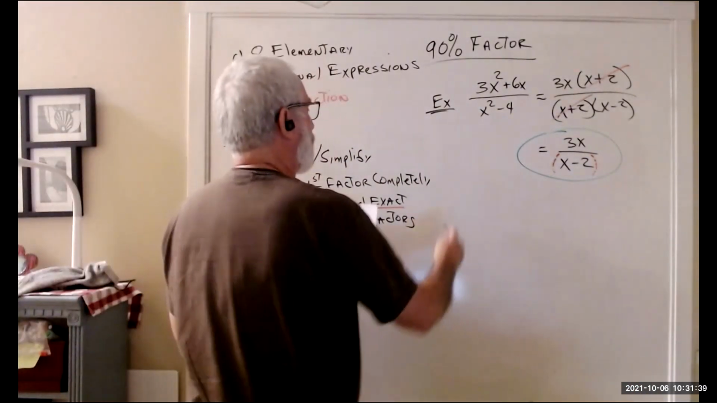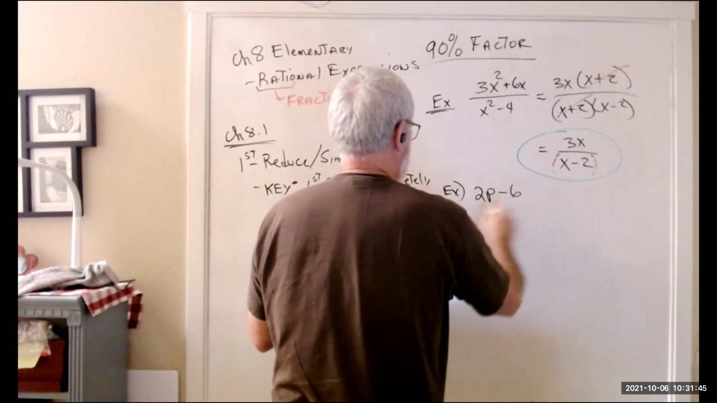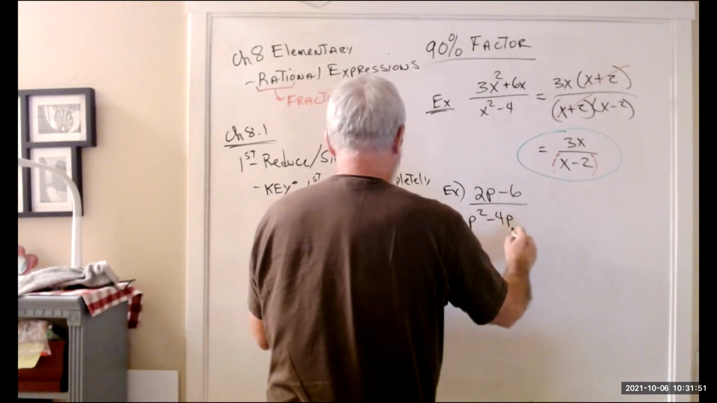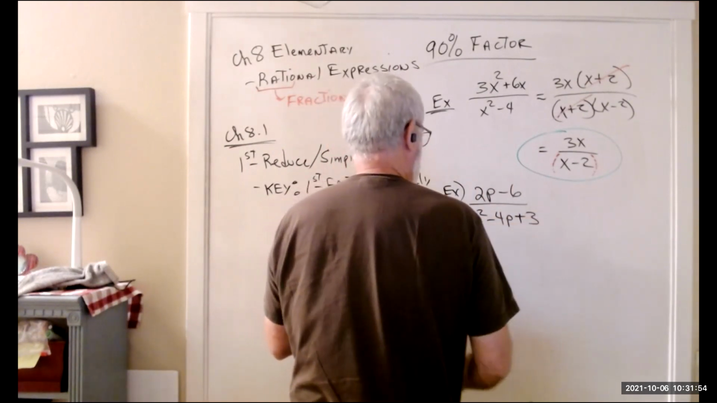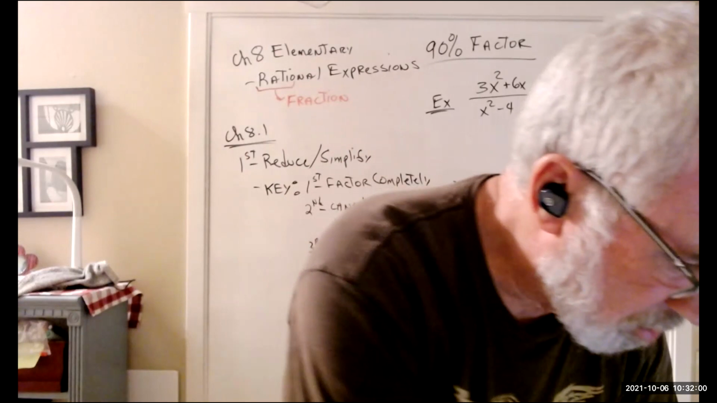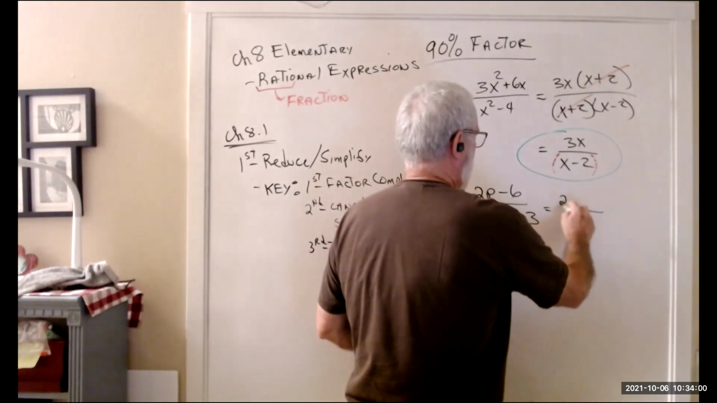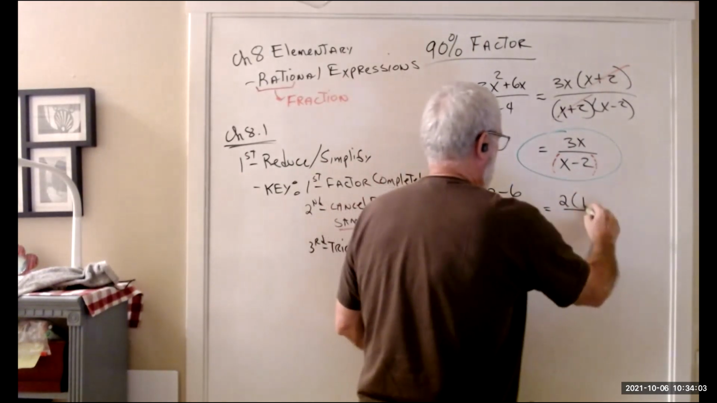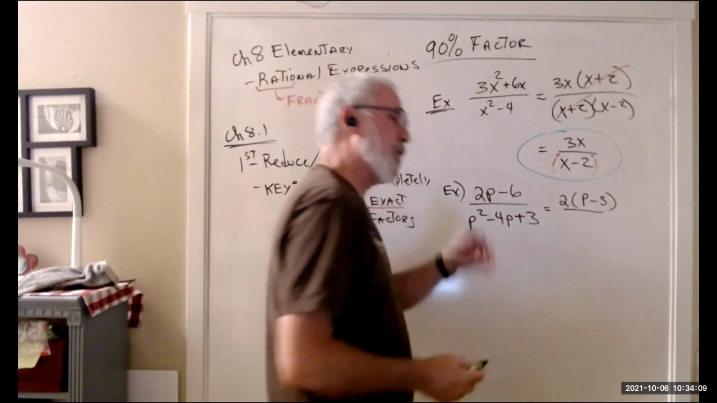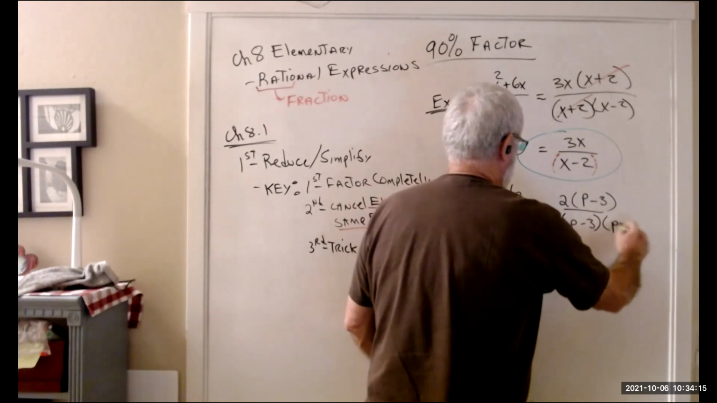So you guys try this problem. 2p minus 6 over p squared minus 4p plus 3. And I'll pause for a second. Okay, so in the numerator, I can factor out a 2, leaving p minus 3. Now, I'm going to show you the answer to the denominator. It's going to become p minus 3, p minus 1.